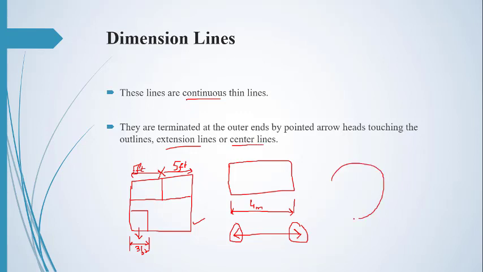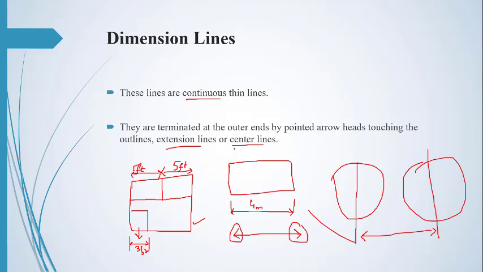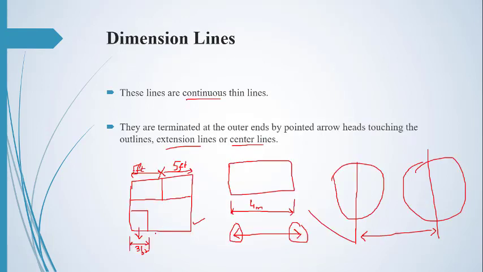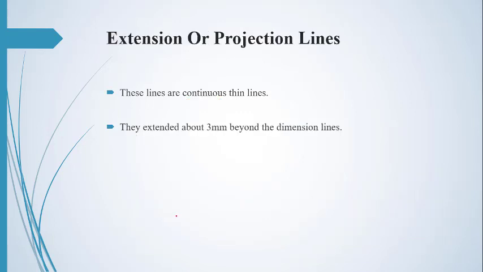However, there are no center lines. Center lines are drawn for any circular area or cylinder. For example, this is a circle and this is a circle. From these two circles I can also take the dimension length. So it might be from an extension line, outline, or center line. These are the dimension lines. Extension or projection lines are those lines which are used for showing the dimension lines, like here.